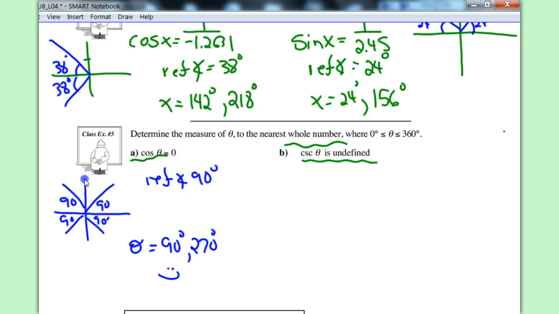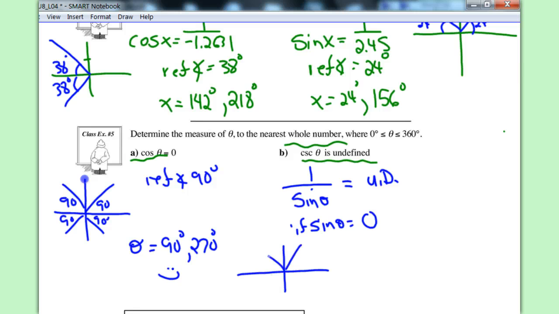So how could you get 1 over sine being equal to undefined? Well, that would only be undefined if the sine of theta was equal to 0, because if you divide by 0, it's undefined. So now you're really answering the question, when is sine theta equal to 0? So once again, we put it in all four quadrants. We take the reference angle of that, and the reference angle for sine equal to 0 is actually 0 degrees.